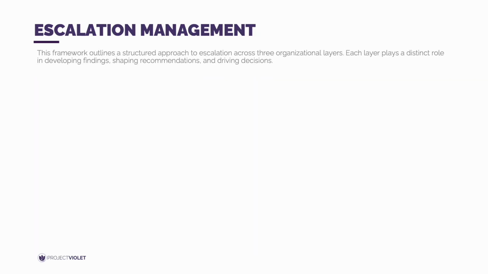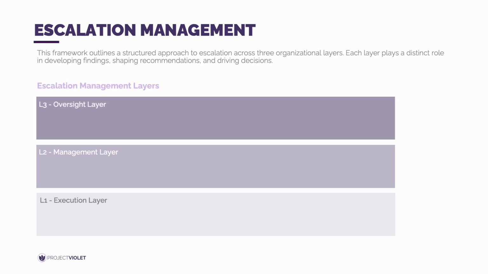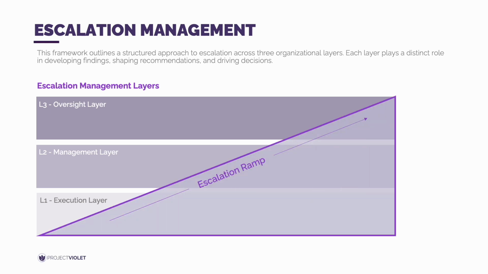Now, when it comes to escalation management, these escalations typically flow through 3 layers. First, it's the execution layer. This is where risks and issues are usually first identified as teams are planning and executing in the trenches. Then, it's the management layer. This is where issues are reviewed across work streams and potential solutions are shaped collaboratively. And finally, the oversight layer, usually a steering committee or just a project sponsor for smaller initiatives, where the final decision gets made.